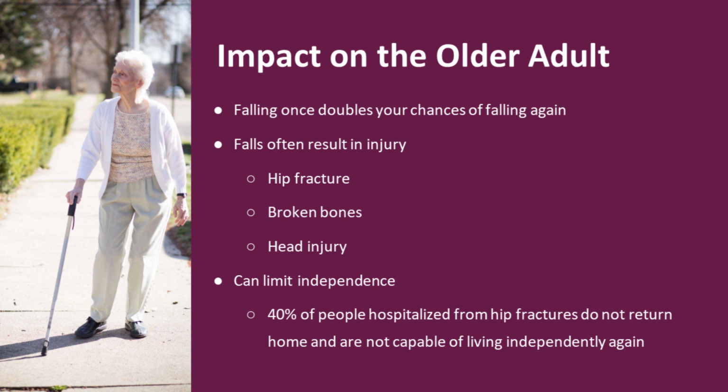And so, again, we want to get ahead of this and do as much prevention as we can. And when we talk about the impacts that falls have on older adults, if an older adult falls once, it doubles their chances of falling again. So we cannot just think we address it once and we don't have to have the conversation ever again, because that person has a higher likelihood of having reoccurring falls. So we need to continue this conversation and continue to assess the risks.